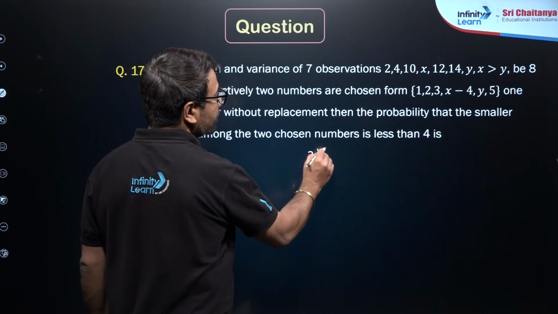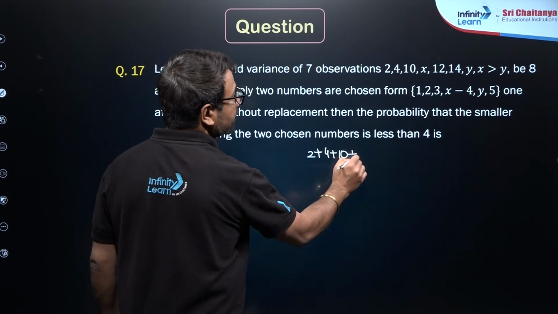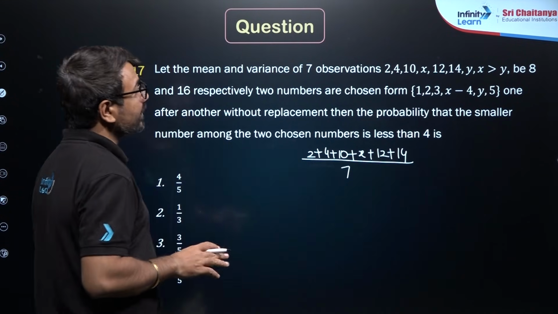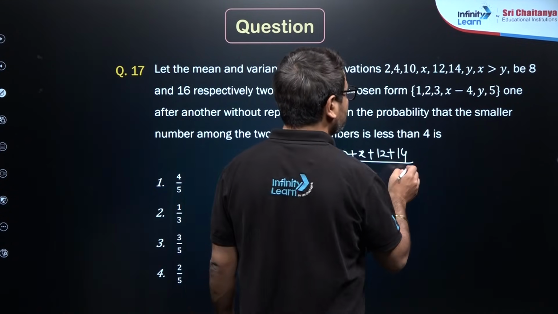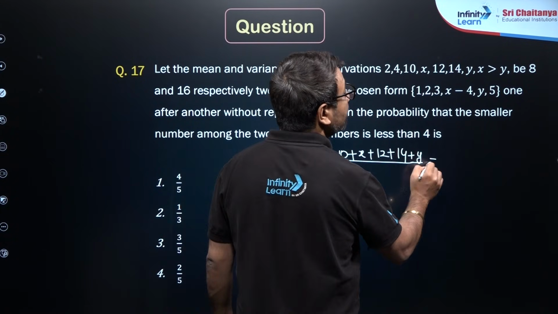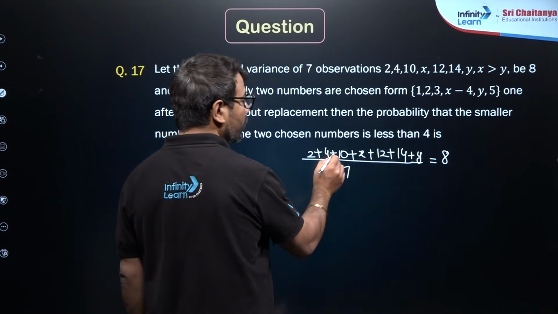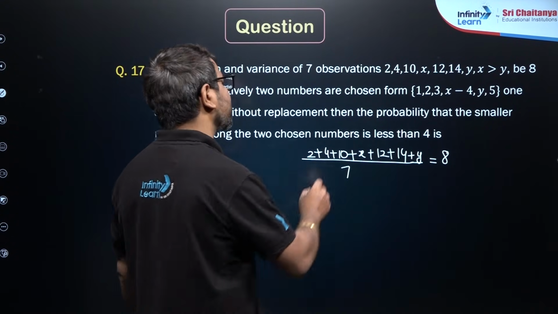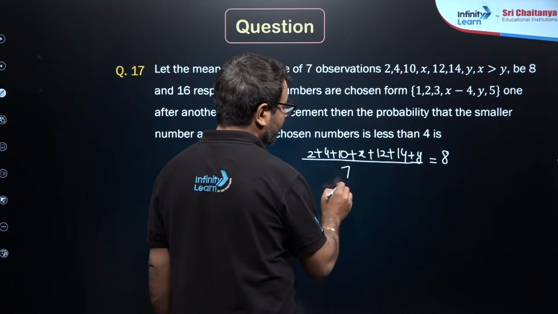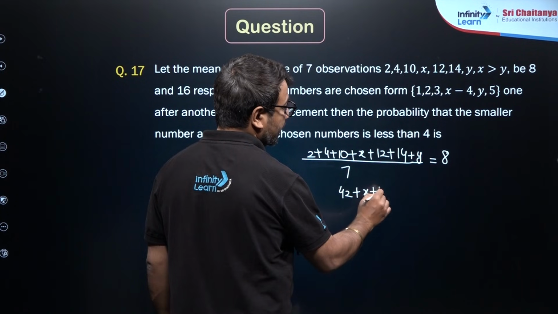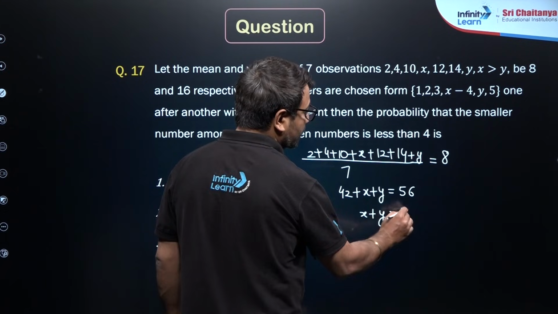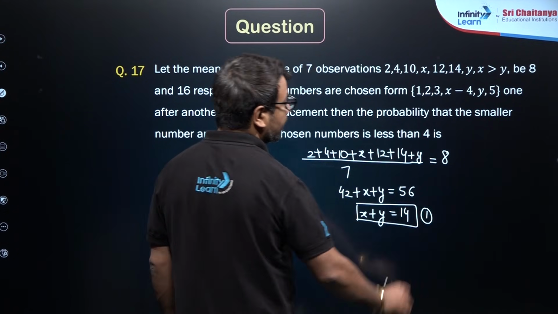Mean of the 7 observations: 2 plus 4 plus 10 plus x plus 12 plus 14, plus y, 7 observations. They have given the mean as 8. 2 plus 4 is 6, 6 plus 10 is 16, 16 plus 12 is 28, 28 plus 14 becomes 42, plus x plus y is equal to 56. So the x plus y value will be equal to 14 over here. I hope this is clear to you guys.